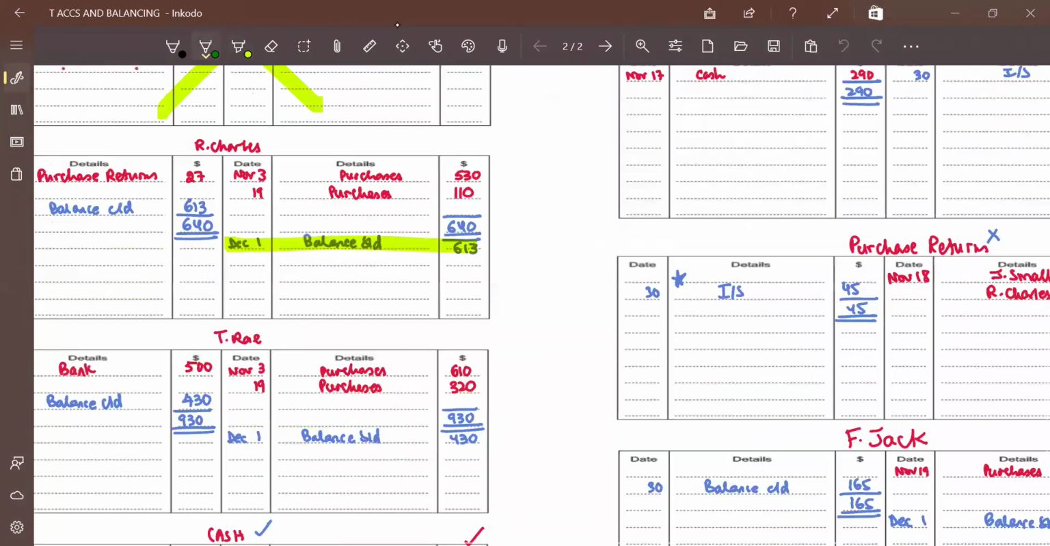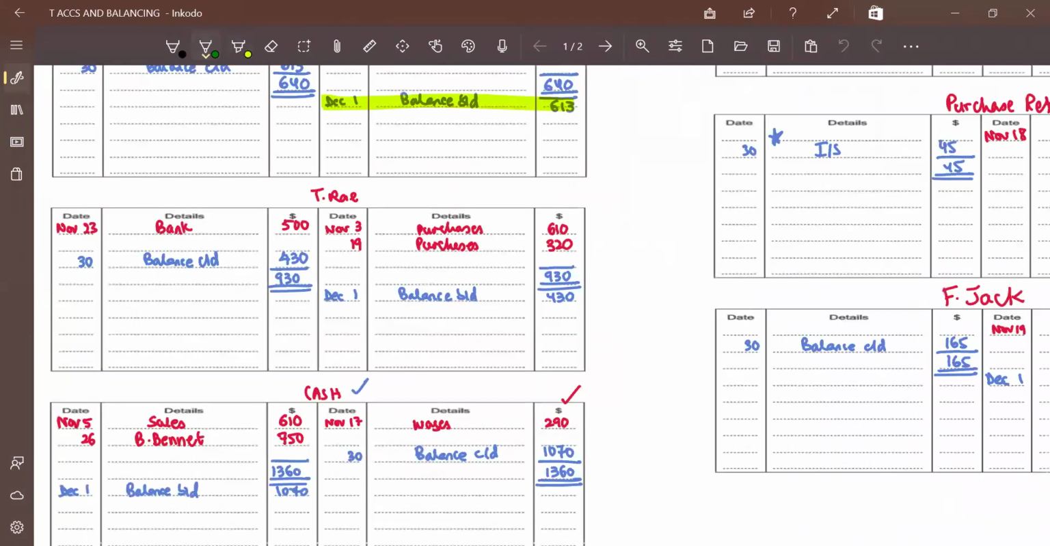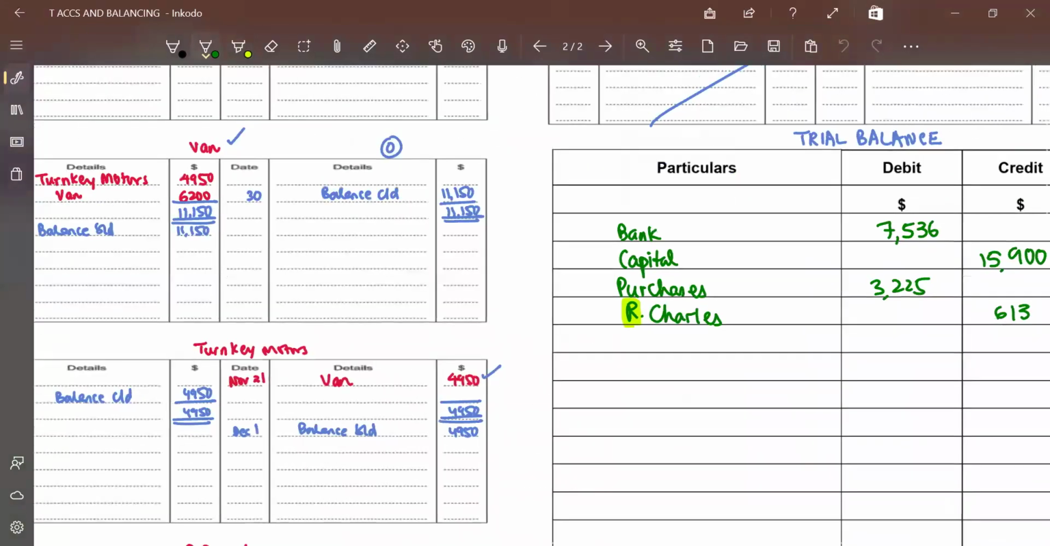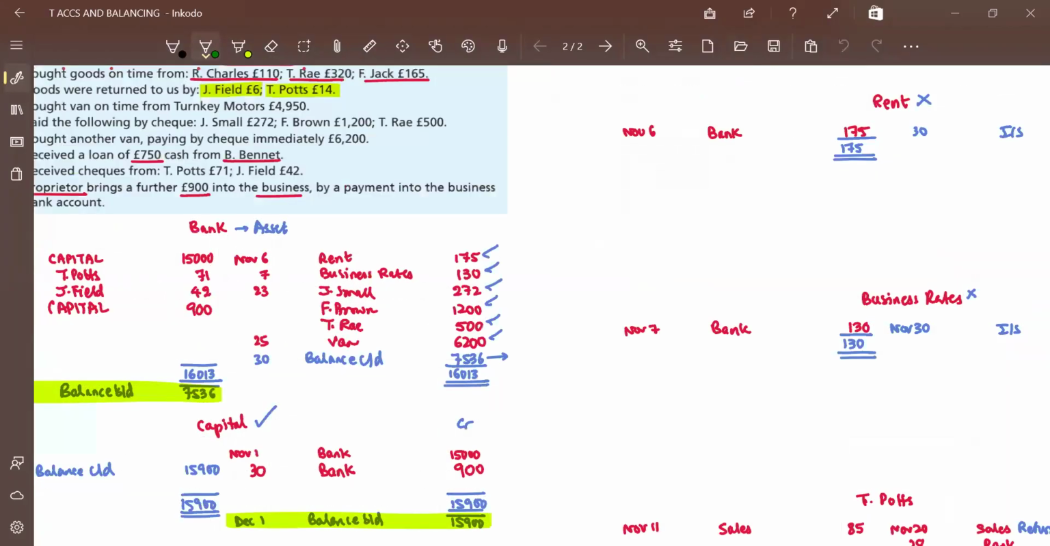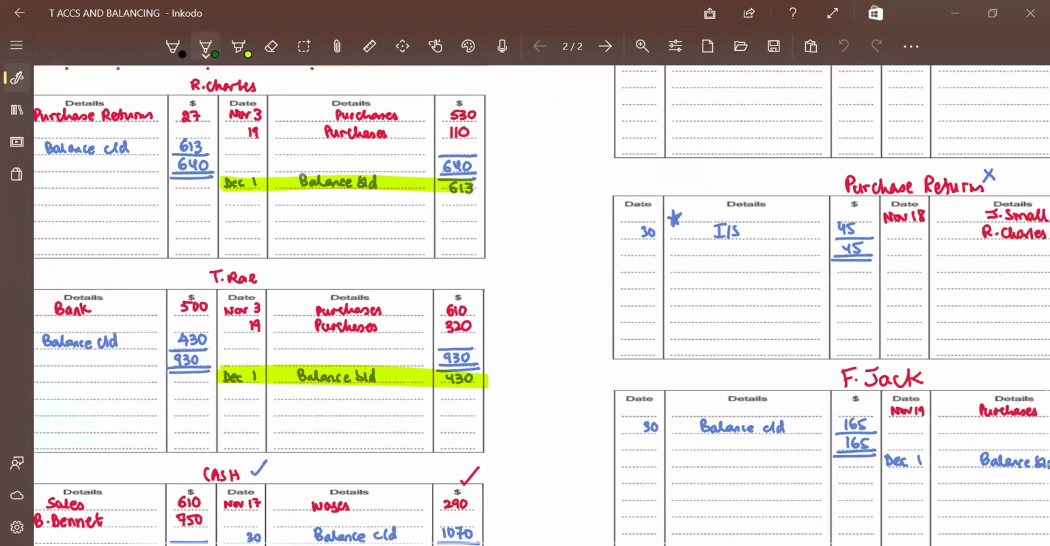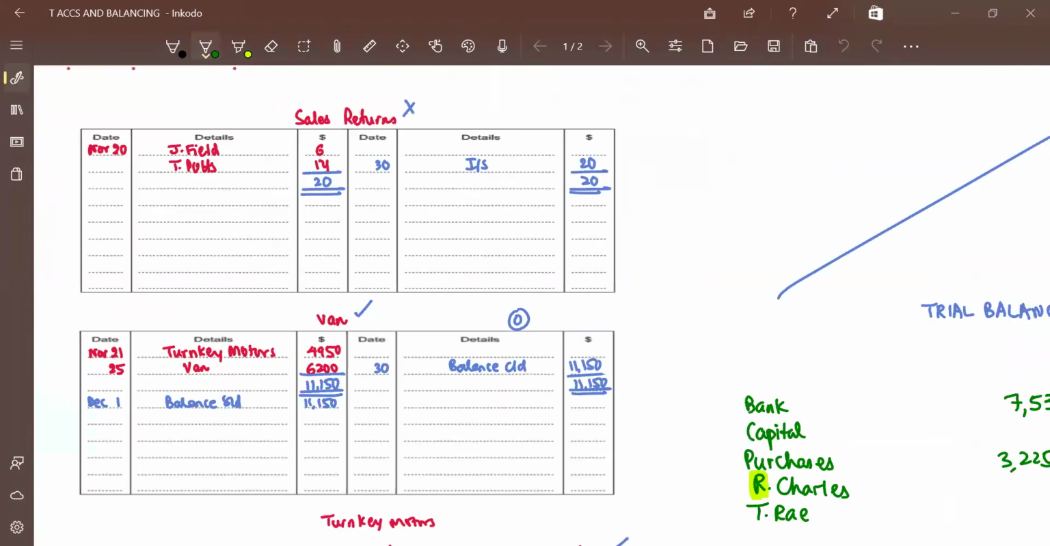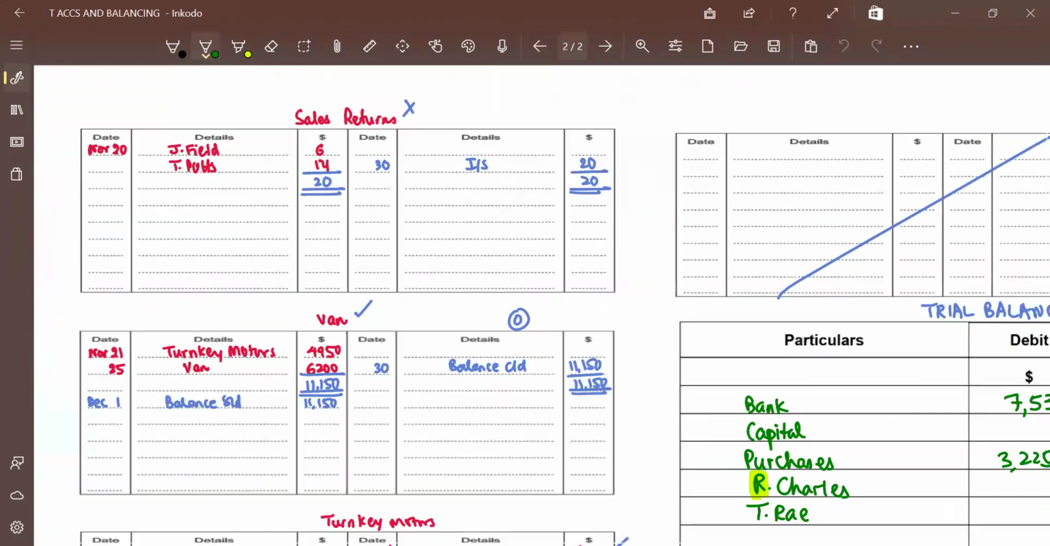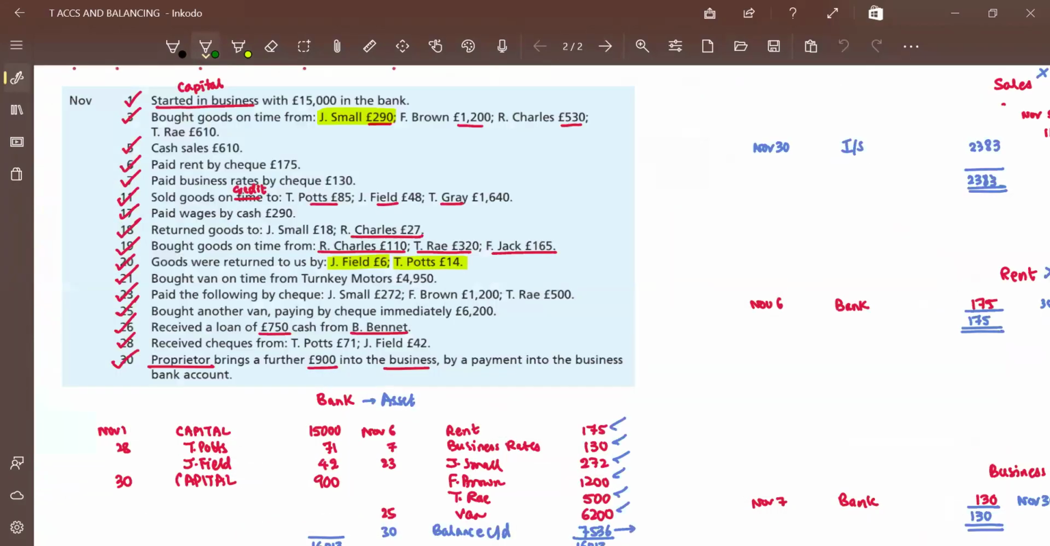We have T Ray. The balance is $430 on the credit side. You go to your trial balance, write down 430 on the credit side, and the name should be T Ray, because you owe him $430. It's on the credit side. T Ray has to be on the credit side, right? Let's go on to the next T account.